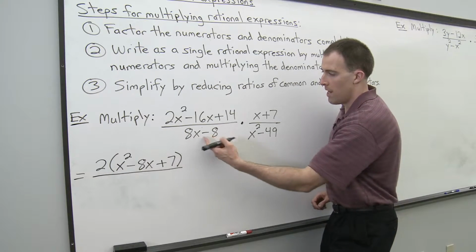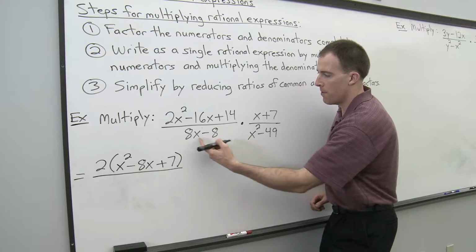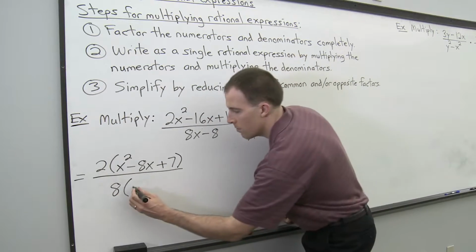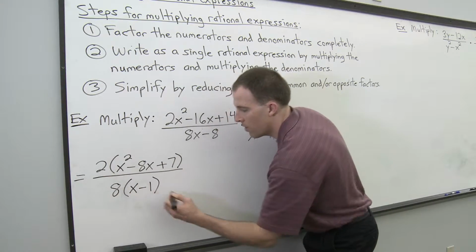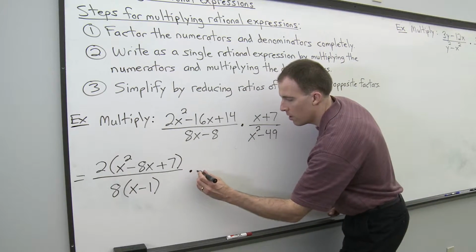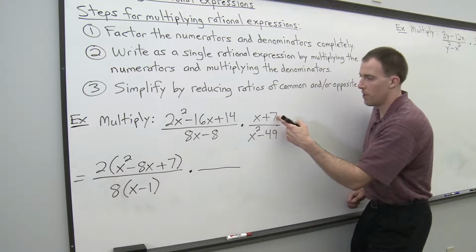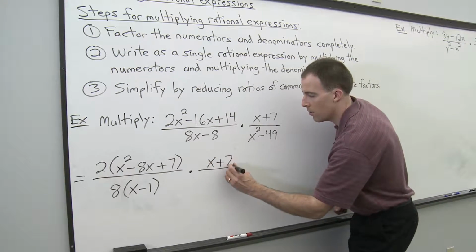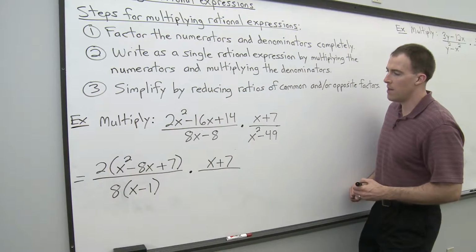In the denominator, 8x − 8, similarly there's a common factor of 8. So let's factor out the 8, and that leaves us with x − 1 in parentheses. For the second fraction, the numerator is x + 7. There's no way to factor x + 7, no common factor, so it just needs to get copied down.